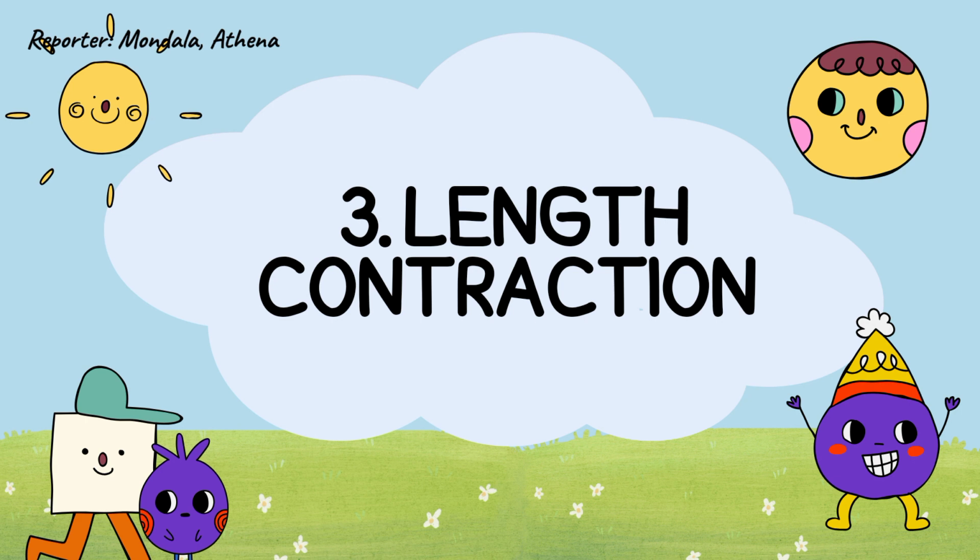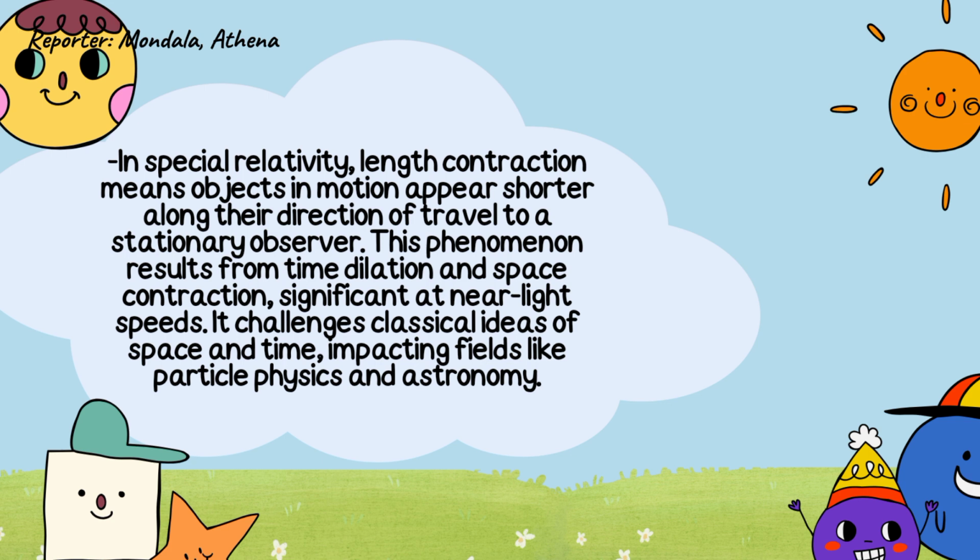So let's go with number 3, which is length contraction. When discussing length contraction in the context of the postulates of special relativity, you can explain that according to Einstein's theory, objects in motion appear shorter along the direction of their motion when measured by an observer at rest relative to the object. This phenomenon occurs as a consequence of the relativistic effects of time dilation and space contraction, which becomes significant at speeds approaching the speed of light.